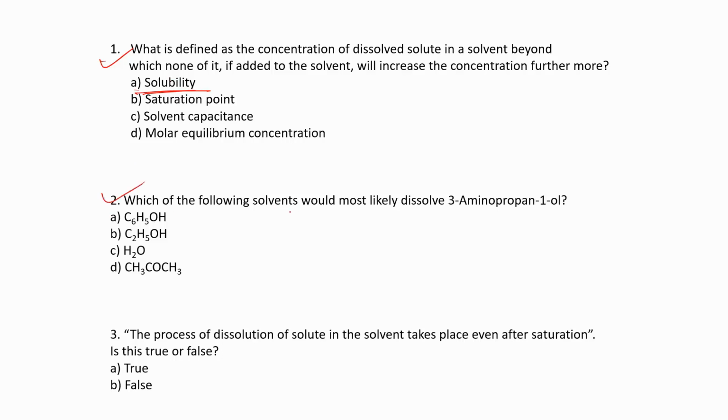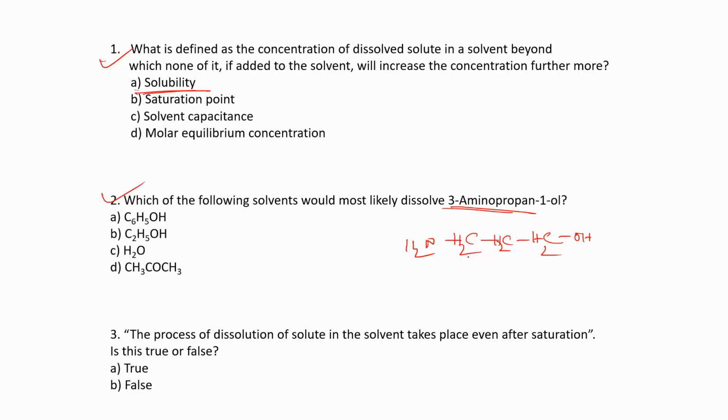Second question: which of the following solvents would most likely dissolve 3-amino propan-2-ol? We know that a more polar solute will dissolve in a more polar solvent, and a less polar solute in a less polar solvent. So if I draw the structure of 3-amino propan-2-ol, 1, 2, 3, there is the OH, and that will be the CH2, and that will be the CH2. So this is the 3-amino 2-ol.